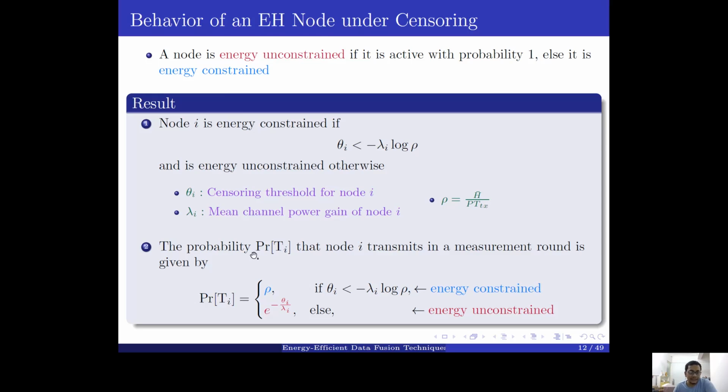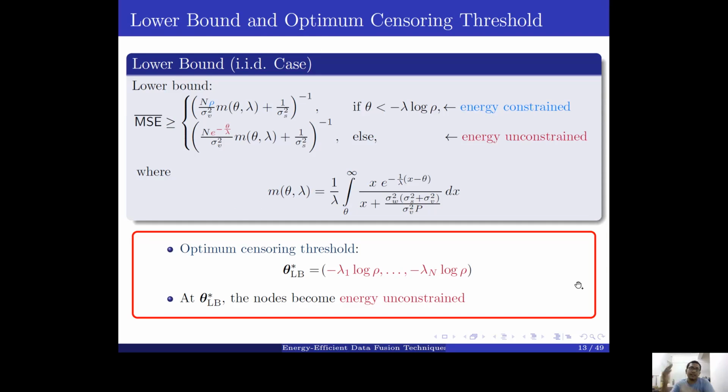The next result deals with the probability that a node transmits in a measurement round. As seen for the first result, it has different characterizations when the nodes are energy constrained and when the nodes are energy unconstrained. Now, using these two results, we can obtain a lower bound on the average mean squared error.